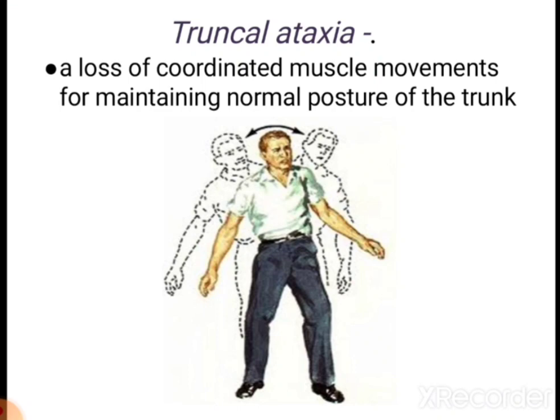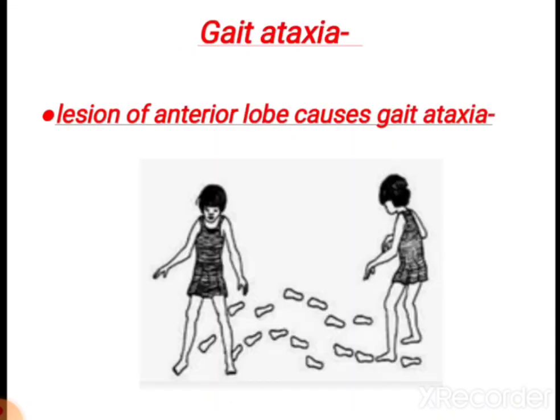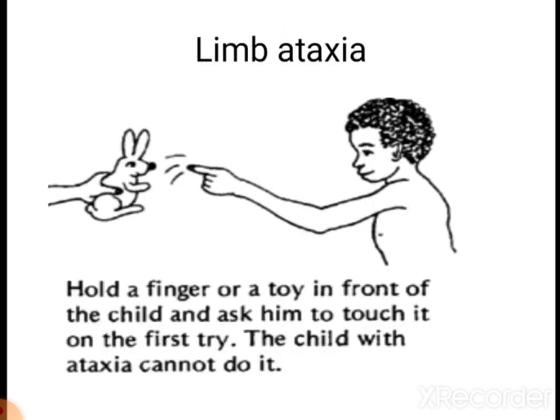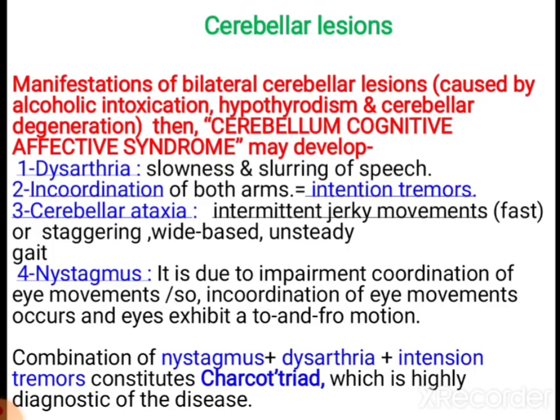Truncal ataxia means a loss of coordinated muscle movements for maintaining the normal posture of the trunk. Gait ataxia means a lesion in the anterior lobe of the cerebellum is causing a disturbance in the walking style. Limb ataxia means the person is unable to touch a particular object. For example, you hold a finger or a toy in front of the child and ask him to touch it on the first try. The child with ataxia cannot do it.